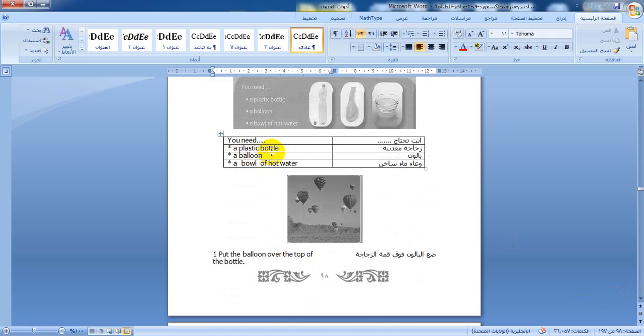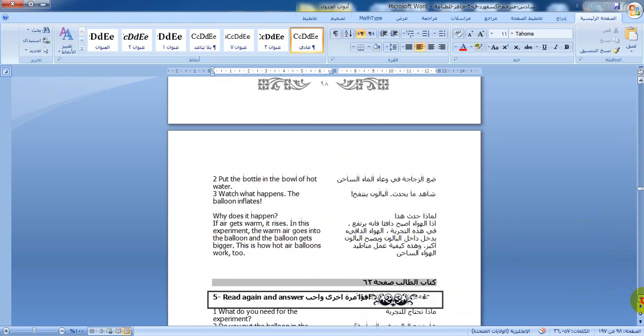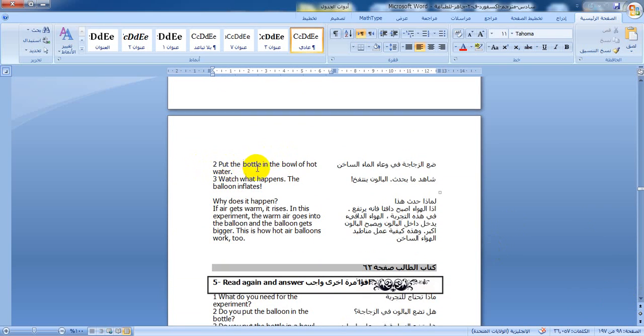You need a plastic bottle, a balloon, a bowl of hot water. One. Put the balloon over the top of the bottle. Two. Put the bottle in the bowl of hot water. Three. Watch what happens. The balloon inflates. Why does it happen? If air gets warm, it rises. In this experiment, the warm air goes into the balloon and the balloon gets bigger. This is how hot air balloons work too.